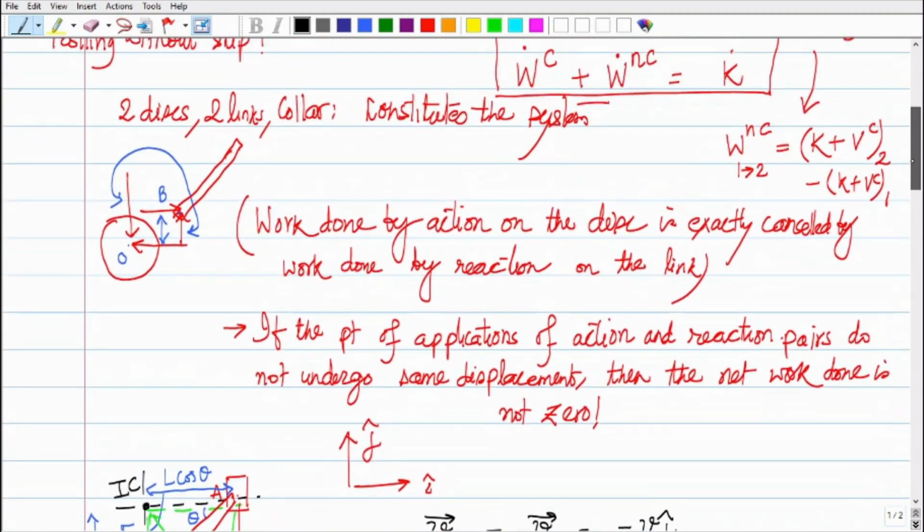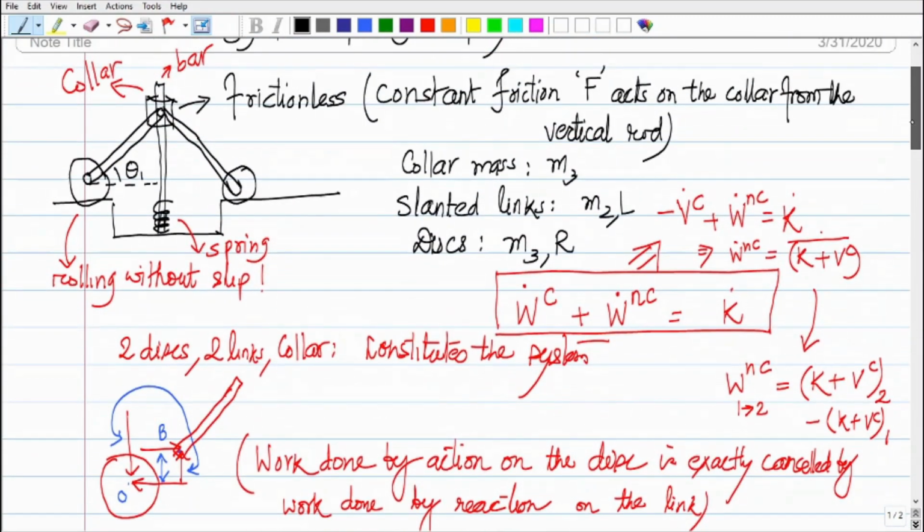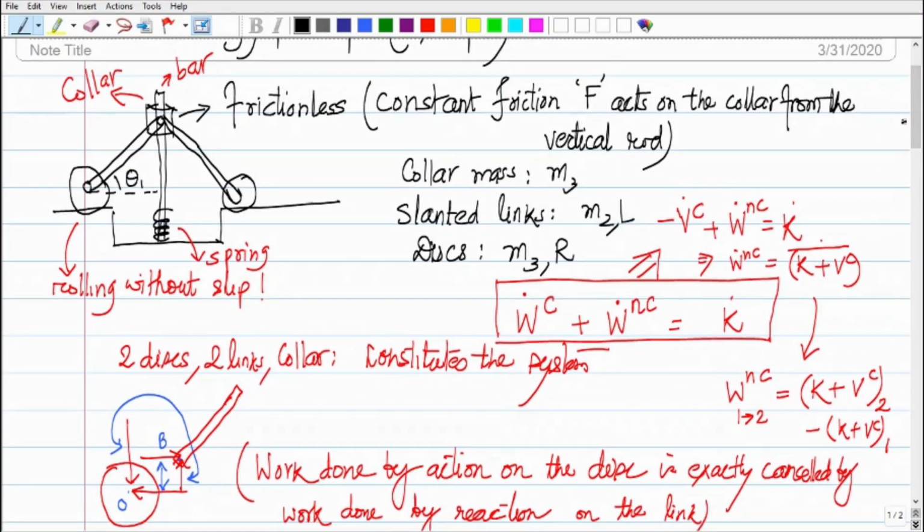Now, what are the forces external to the system? So we have the reaction from the ground on the disk, which is external to the system, but that does no work, right? The vertical reaction, for example, does no work because the point of application is not undergoing any displacement in the vertical direction.